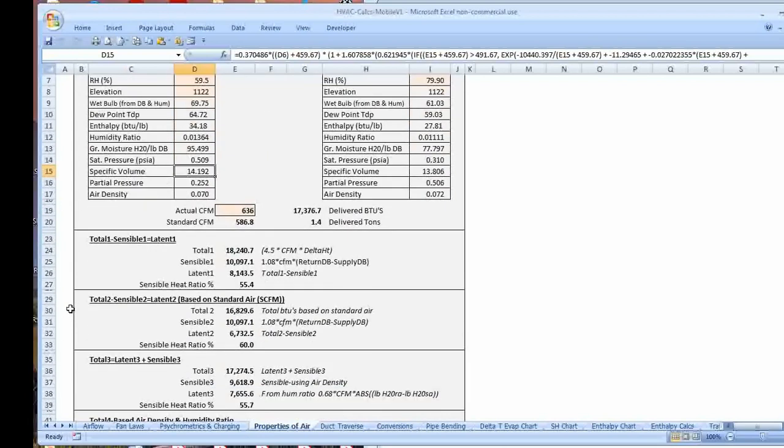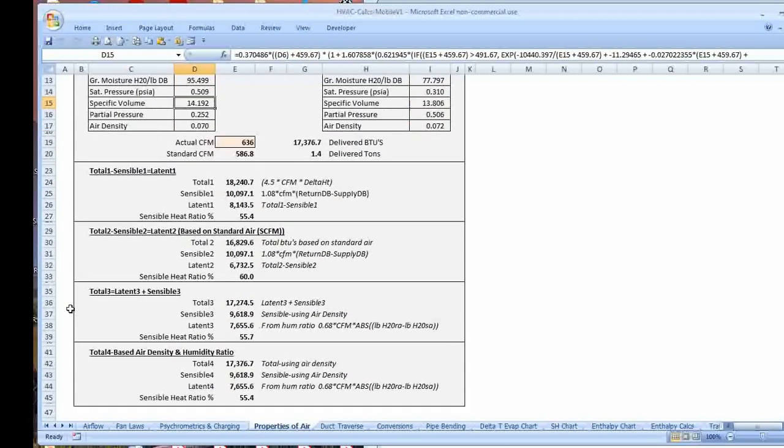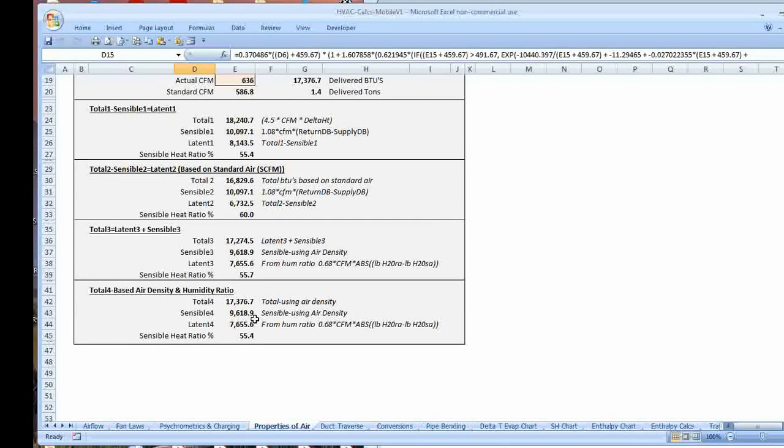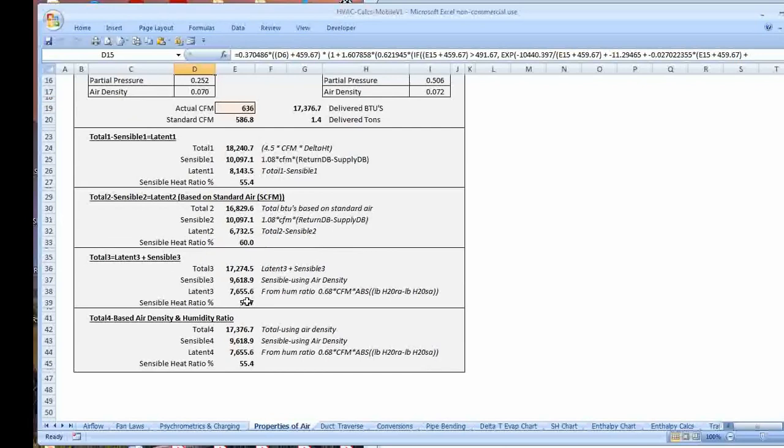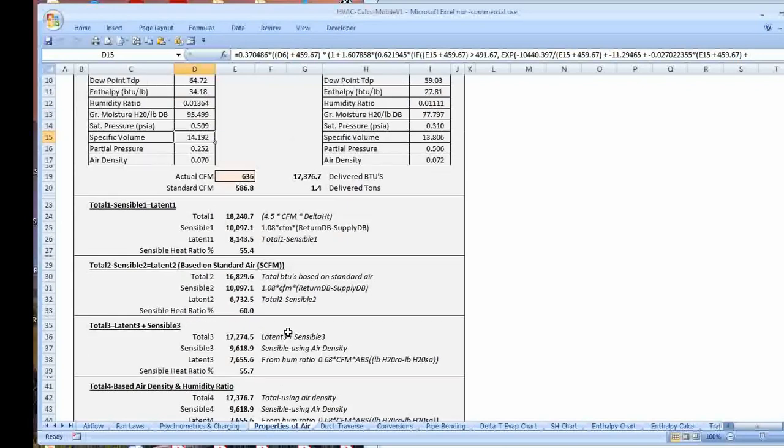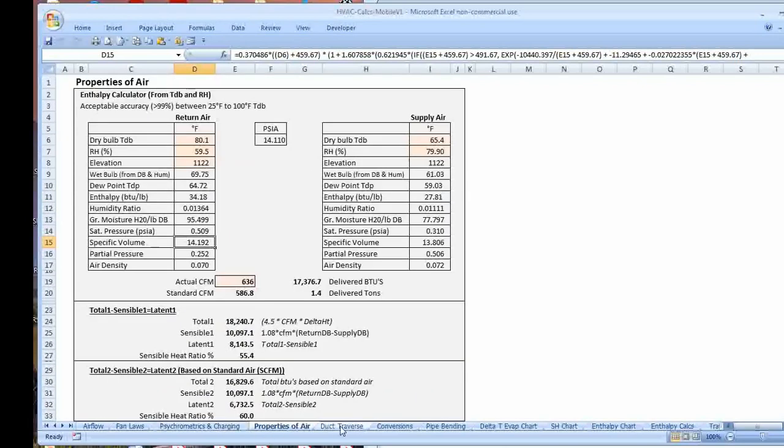I did the calculations down here. I did them a couple different ways. You'll see where your total heat minus your sensible equals your latent, and you can see they're slightly different. And this is one using air density, and like I said, they come out pretty close. That's your properties of air.